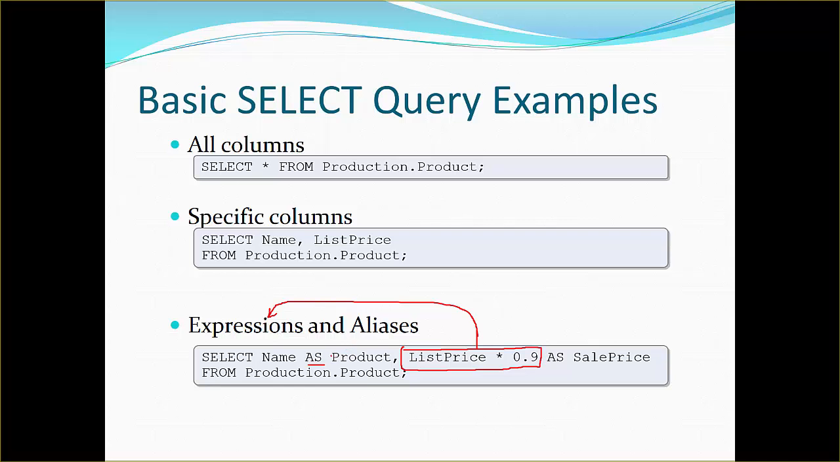Okay, introducing the AS statement. Now, what we are saying is take the name column, alias it as product, then evaluate this expression, alias it as sale price from the same table. Okay, we will look at this in Management Studio in a minute.